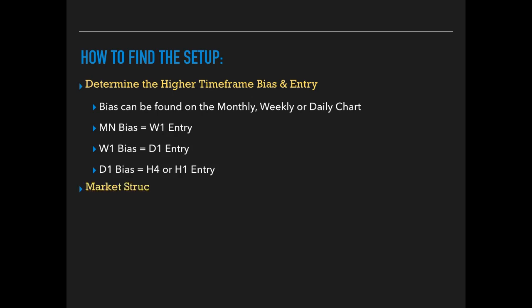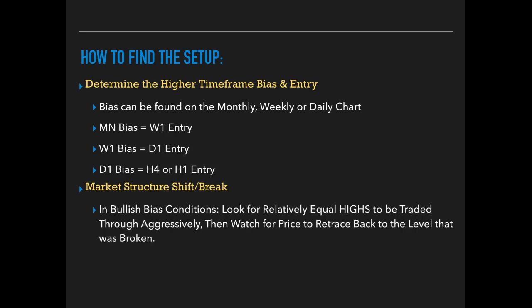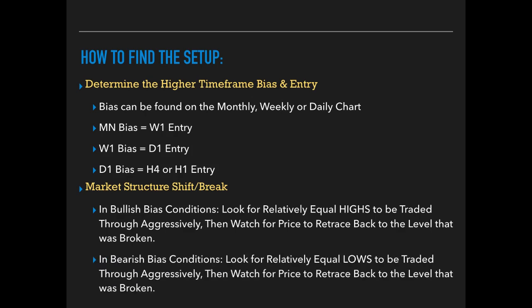So what we're looking for is a market structure shift or a break. Specifically, in bullish bias conditions, we're going to be looking for relatively equal highs to be traded through aggressively, and then we're going to watch for price to retrace back to that level that was broken. That will be where you're looking for the setup. Similarly and conversely, in bearish bias conditions, we're going to look for relatively equal lows to be traded through aggressively, and then watch for price to retrace back to that level that was broken.